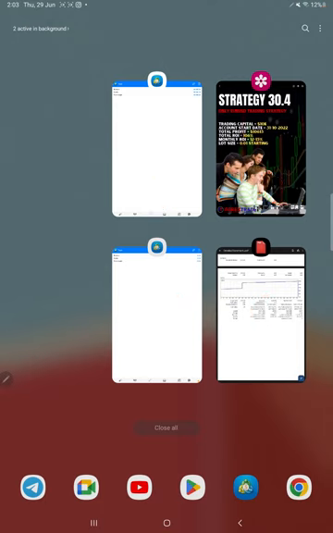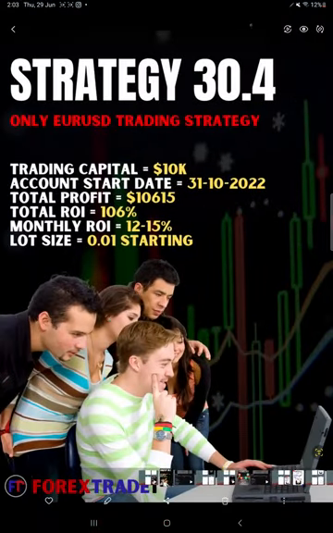So one by one, we will check each and every detail, starting from part 1, which is strategy 30.4. That's the strategy number that we have given. The strategy name is only Euro USD trading strategy, initiated with a trading capital of $10,000, and on 31st of October 2022 we have started. The total profit so far is $10,615, so the total ROI comes at 106%. Monthly ROI for the total 8 months comes around 12 to 15% every month. The lot size is starting with a 0.01. So this is a complete strategy explanation.